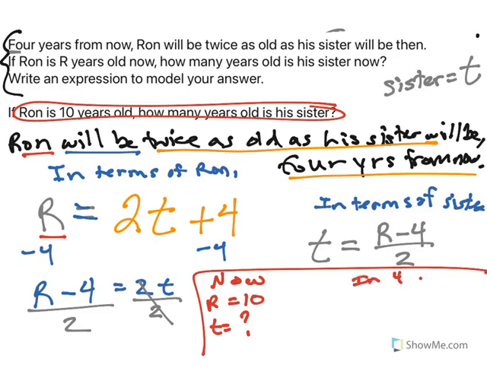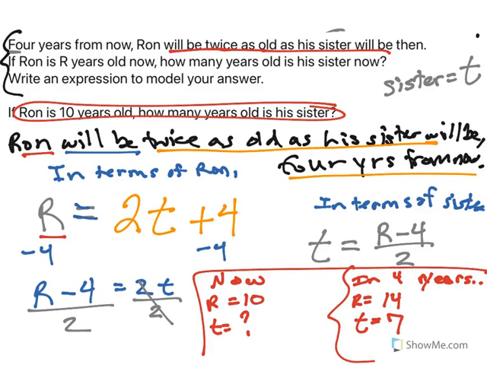Okay, well, in 4 years, Ron will be 14, and Ron will be twice as old as his sister. That means his sister will be 7, right? But that is in 4 years. So if I subtract 4 years, that will give me the sister right now is 3.